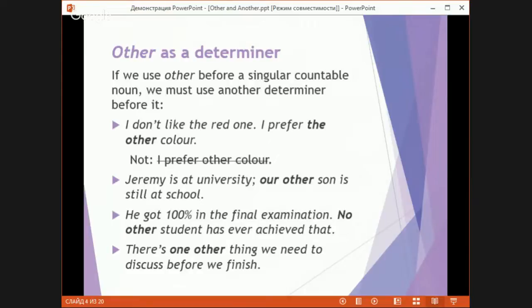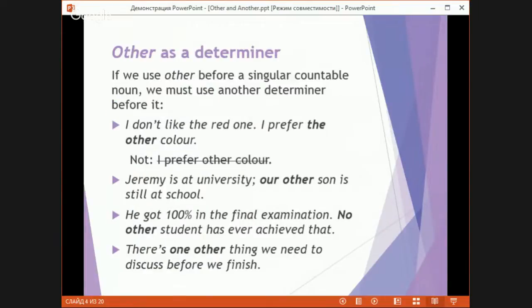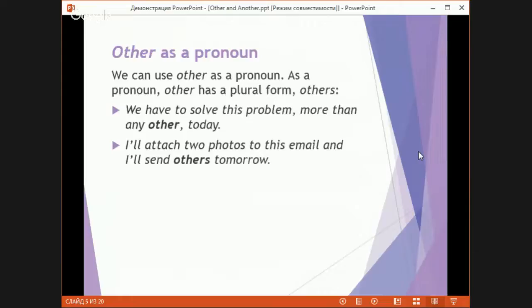So, one more time, I will go to the previous slide. Uncountable nouns and plural nouns just use other. If we use a countable noun, we have to use one more determiner, the pronoun our, his, her, no, or one, or every. Other is also possible as a pronoun, and as a pronoun, other has a plural form. We can create others, not as a determiner. We have to solve this problem more than any other today.